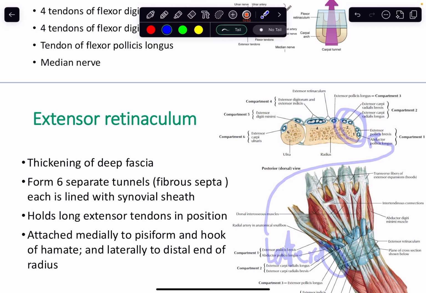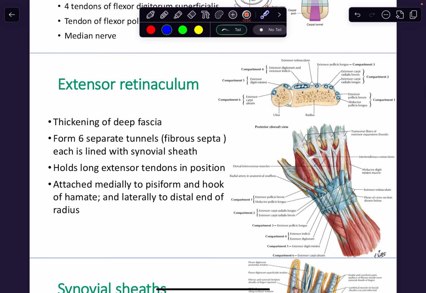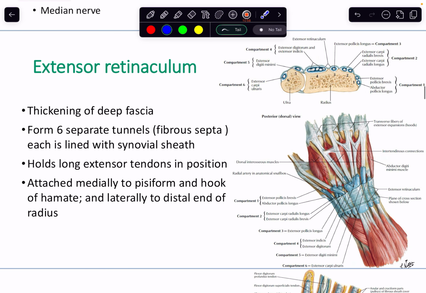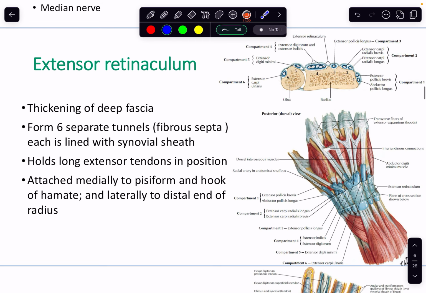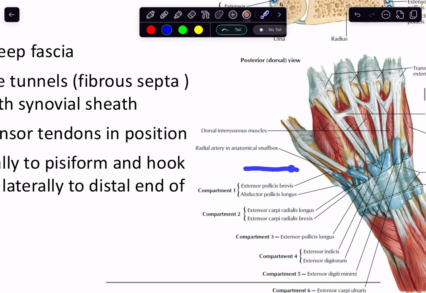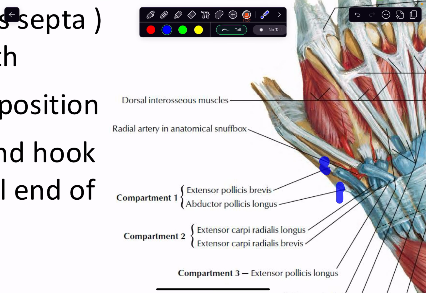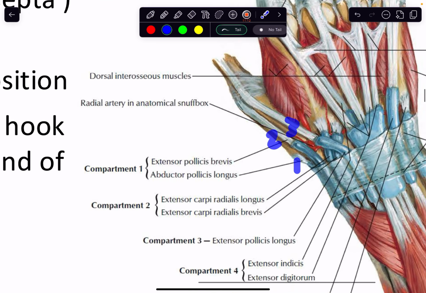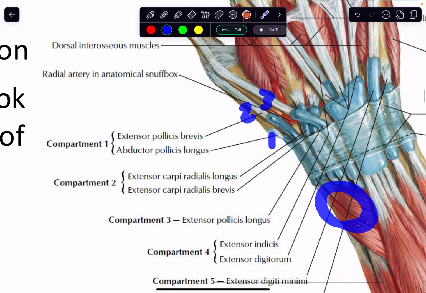Second, now come to the contents of the compartments. Compartment 1. Can you see this 1, 2, 3? These 3 tendons are bounding the snuff box. And how do we memorize the snuff box muscles? One medial, two lateral. One medial, two lateral. Another easy way is for the exam point of view.